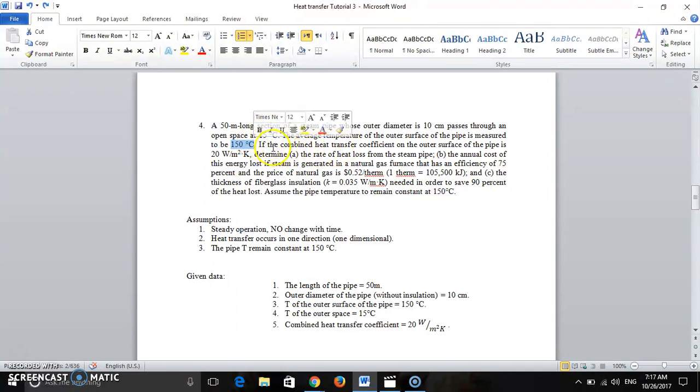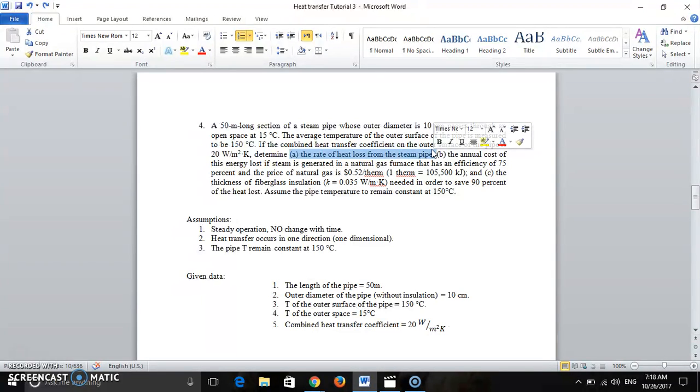Anyway, the combined heat transfer coefficient on the outer surface of the pipe is going to be 20 watt per meter square per Kelvin. This is the heat convection coefficient, given to be 20. The objective of this question is first to calculate the rate of heat loss from the steam pipe.